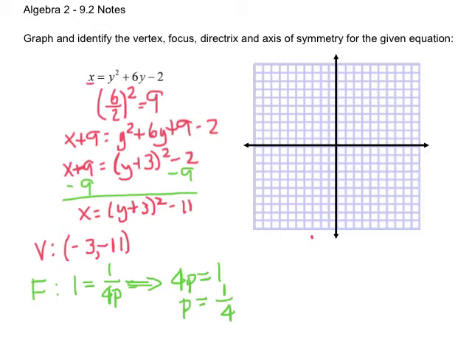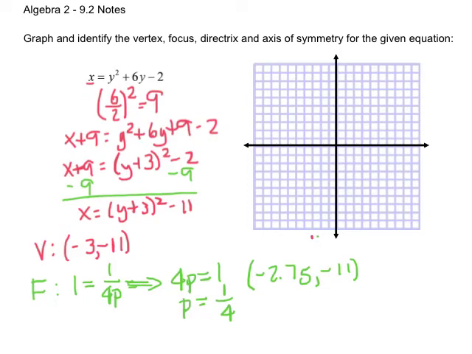And that means my focus moves 1/4 of a unit to the right, which means that I'm not at -3 anymore. I'm 1/4 of a unit closer to the right. So my focus is actually going to be the point -2.75, -11. That's my focus. So I'm going to move 1/4 of a unit to the right. There's my focus. The directrix is going to be the other direction, to the left. And so I move 1/4 of a unit to the left.